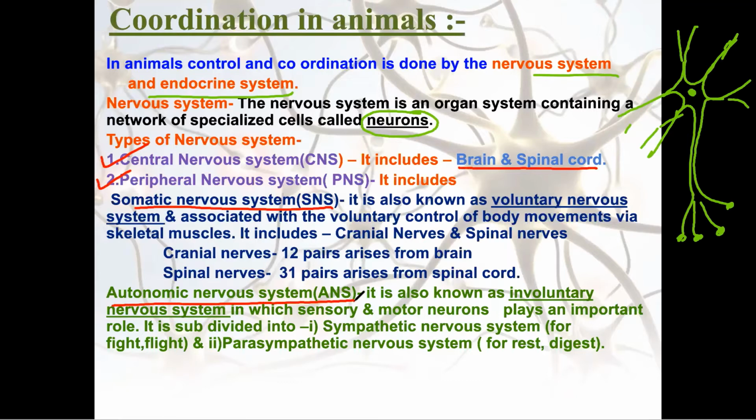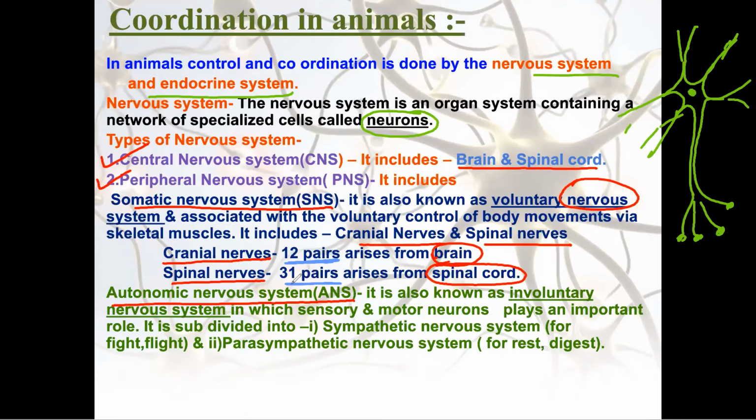Somatic, again, it is made up of types of nervous systems, right? Voluntary nervous systems that include cranial nerves and spinal nerves. Cranial nerves are the ones which arise from the brain, and spinal nerves are the ones which arise from the spinal cord. There are around 12 pairs of cranial nerves and 31 pairs of spinal nerves.